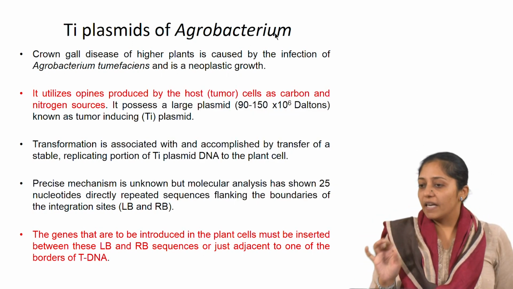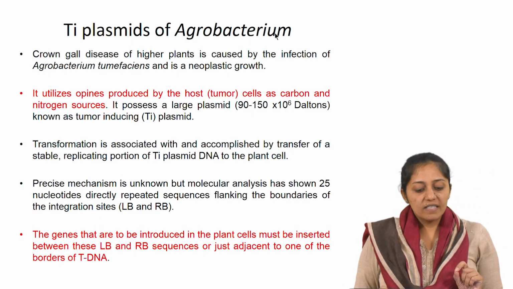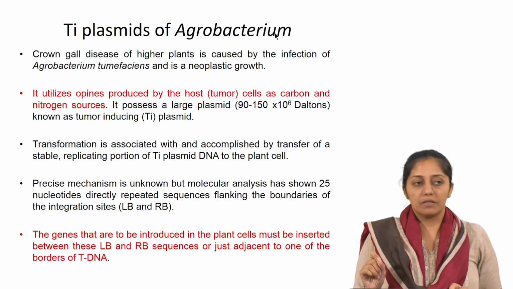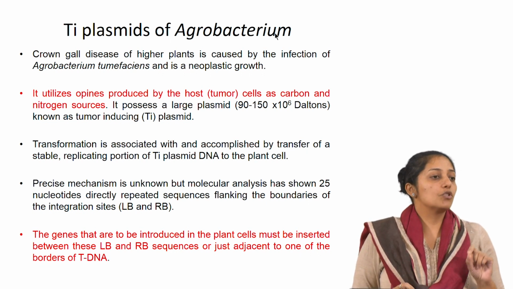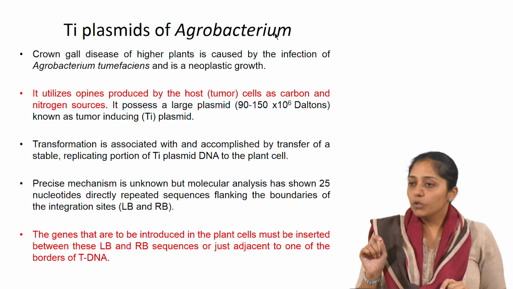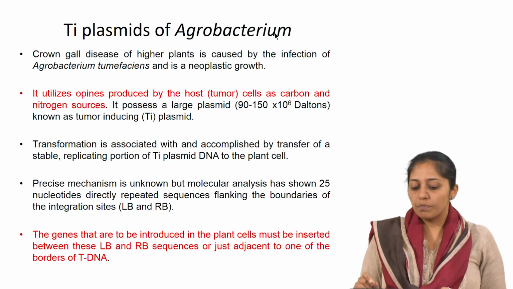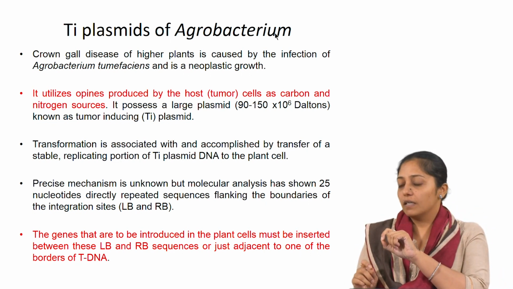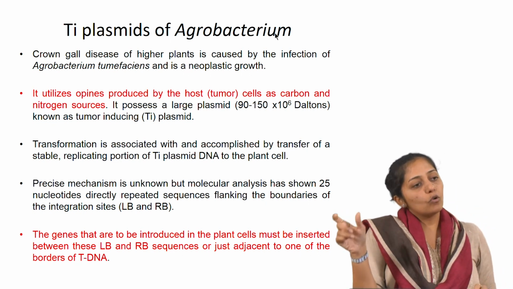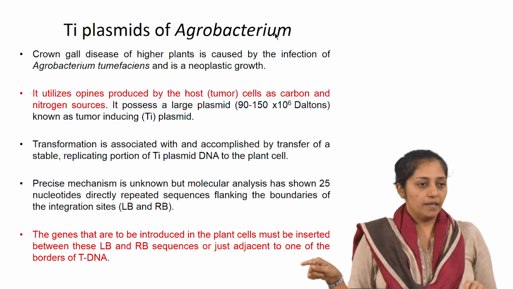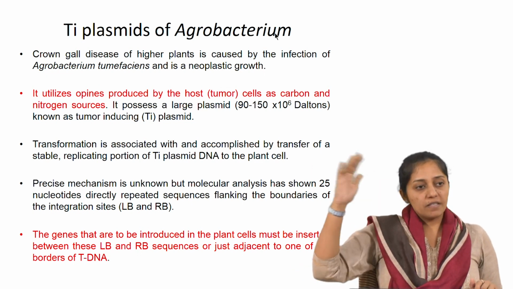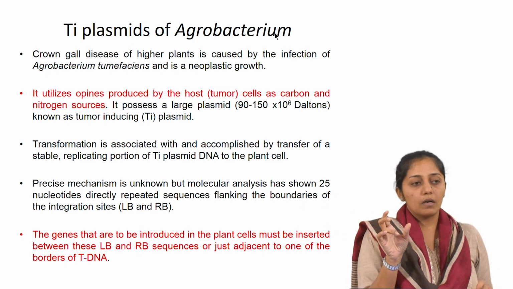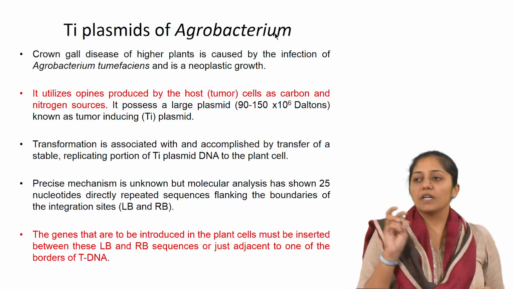So what happens in nature? Crown gall disease is caused by the infection of Agrobacterium tumefaciens and leads to a neoplastic growth. It utilizes opines produced by the host cells. Apart from your auxin and cytokinin genes, there are opine genes also present in this tDNA, which once integrated, the plant starts producing certain compounds which are rich in carbon and nitrogen.